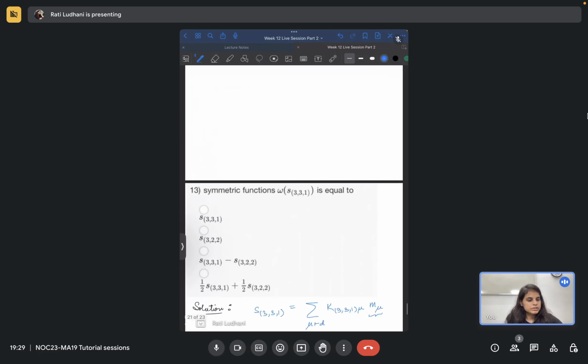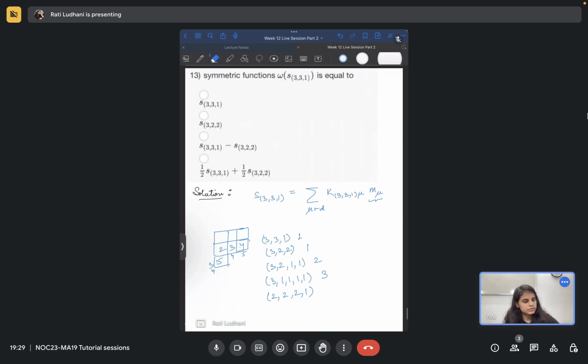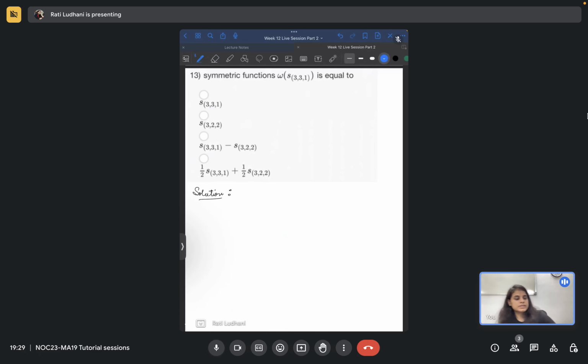Okay, let's see this question then. Yeah, I can do it again. So what we were doing, we need to figure out, because we don't know directly what this is. If we know the formula, we can do that, but right now from the notes we know what omega does on elementary symmetric functions, complete symmetric functions, and on power sums. So let's see what this does on the Schur function.